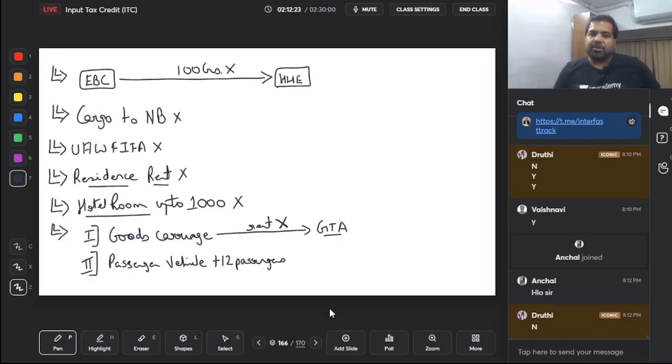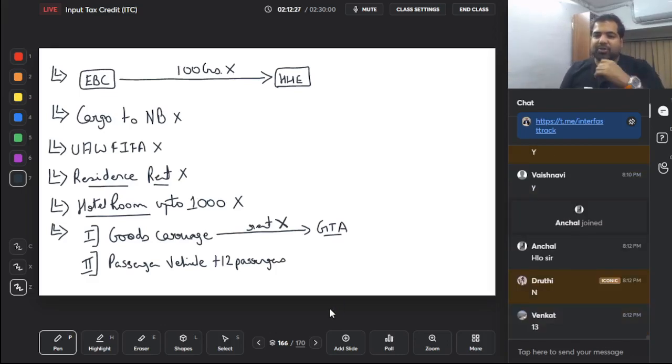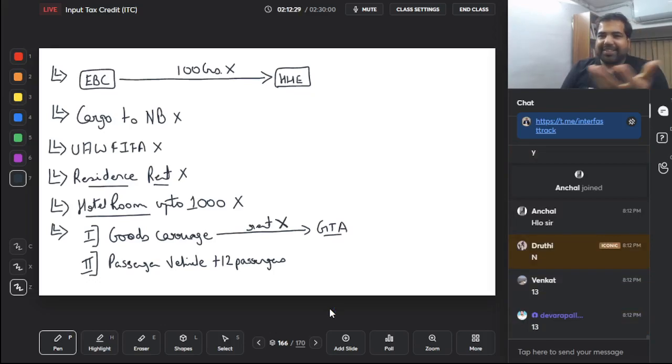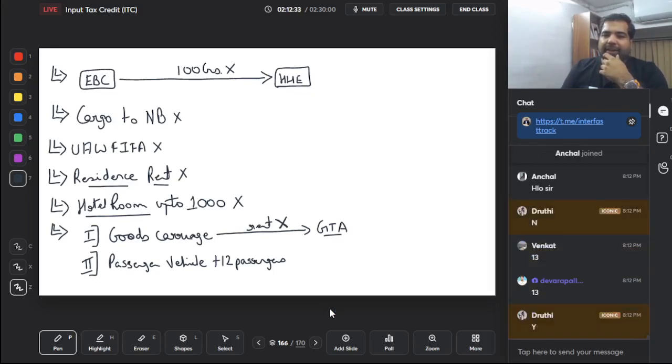How many passengers were there? More than 13. This is more than 12 passengers. So that's how GST is, guys. So confusing sometimes, but we'll manage, don't worry. If a passenger vehicle is more than 12 passengers and you have given it on rent to a state transport undertaking, then on that will you charge them rent?